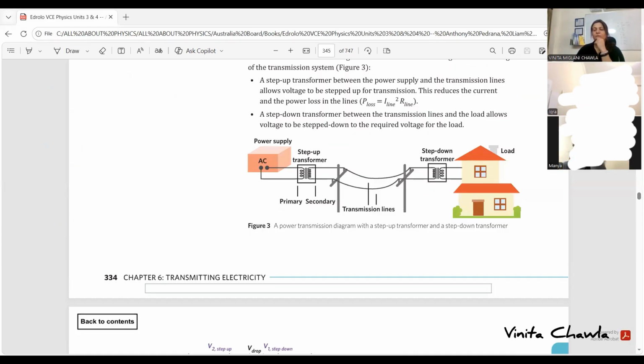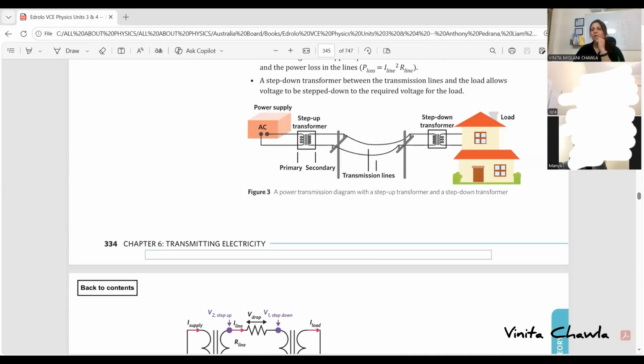Why do we have more number of turns in the primary than in the secondary? To step down the voltage, because the number of turns increases the EMF induced. E is minus N delta phi by delta t. So if we have more number of turns, then more EMF will be induced. In step-up, we need more voltage, right? And therefore, we place more number of turns in the secondary coil to collect more voltage.